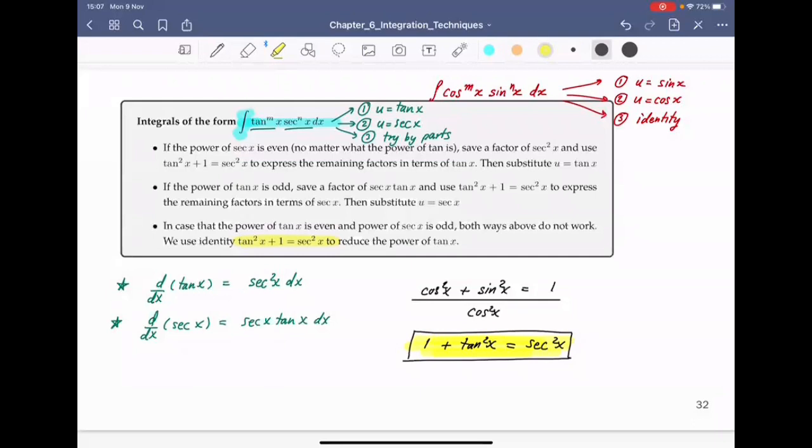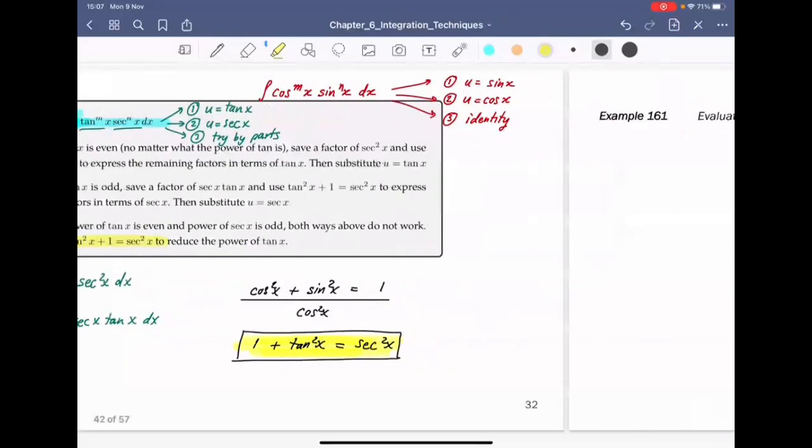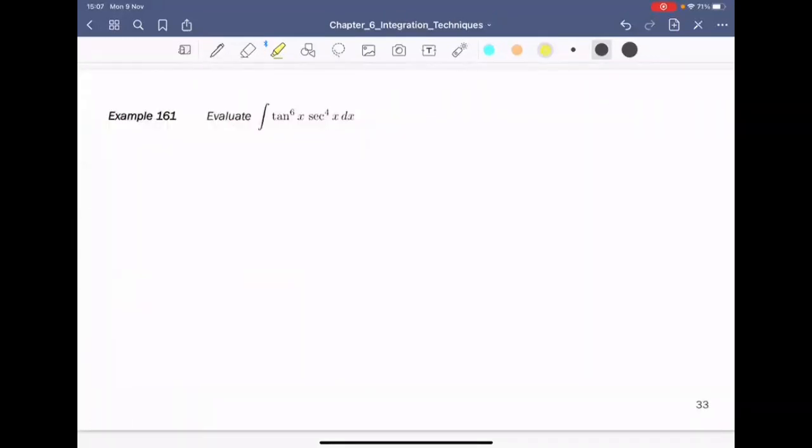All right, let's look at real examples. You ready? All right, so example 161, I want you to evaluate the integral of tangent to the 6th power times secant to the 4th power. Well, first of all, when I see tangent multiplied by secant, I have three ways to do it. First, you pick u equal to tan. Second, you pick u equal to sec. Third, I can use integration by parts if the first two do not work.